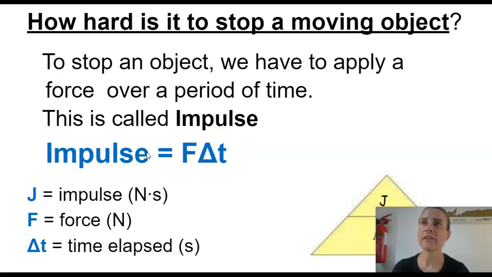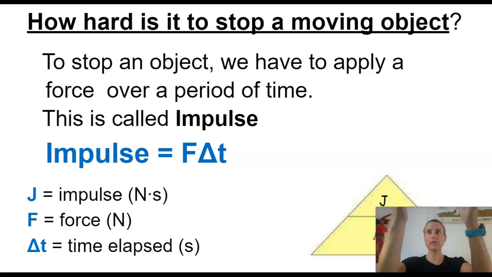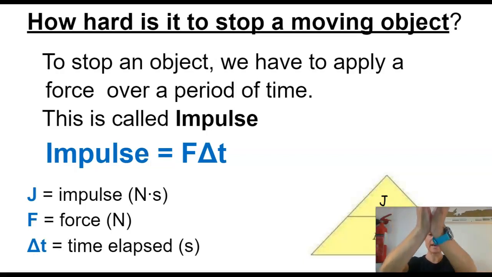For example, if a cricketer catches a ball, they don't just keep their hands still, they move their hands. That's increasing the time that it takes for that force to happen. Therefore, the impulse is going to be decreased.